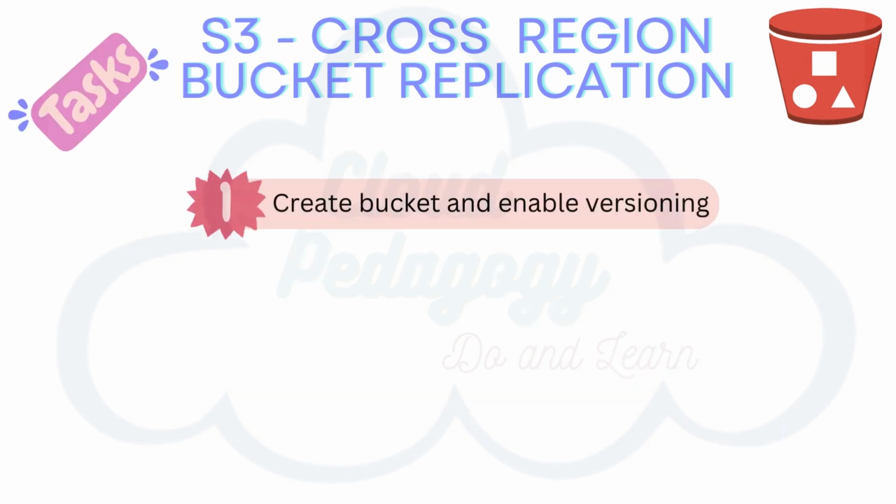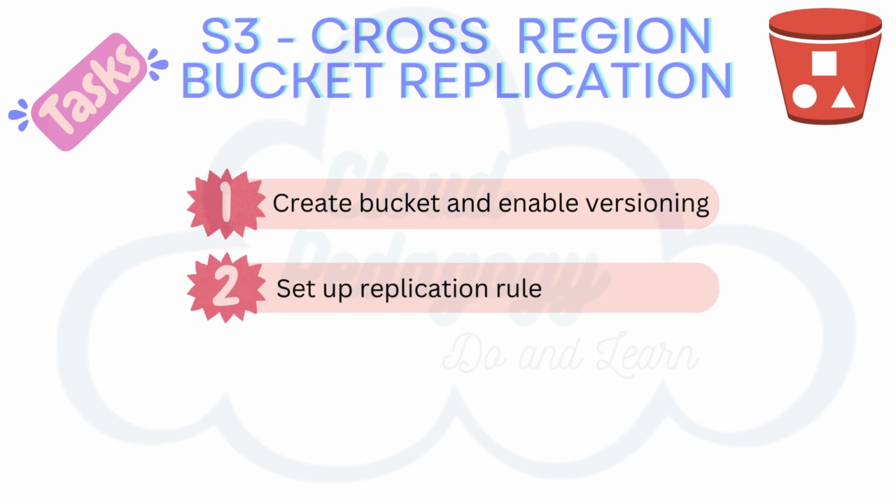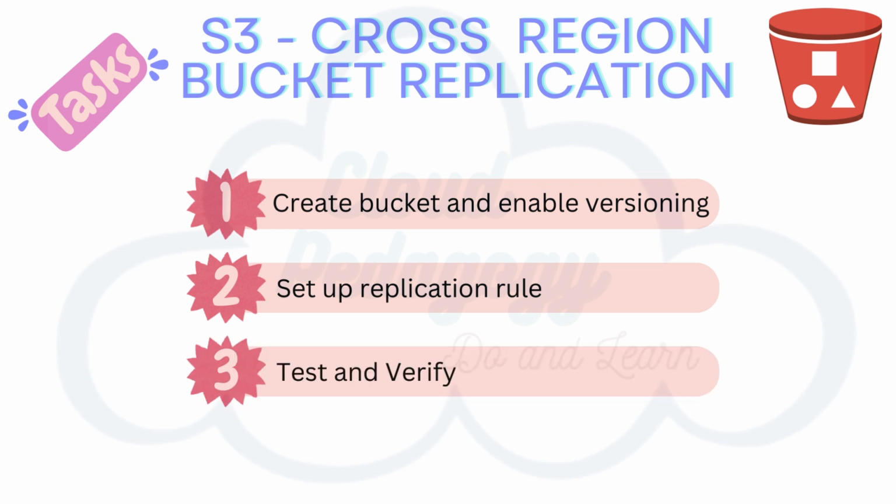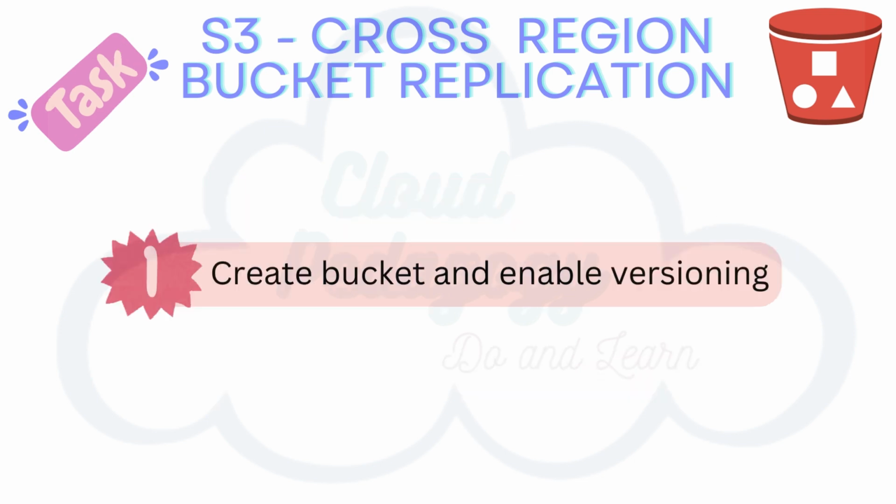First, inside two different regions, we'll create our S3 buckets and enable versioning. And then we'll set up bucket replication from our source bucket to the destination bucket. Finally, we will test and verify the backup files in the destination bucket. So start with task 1: create buckets and then enable the versioning.